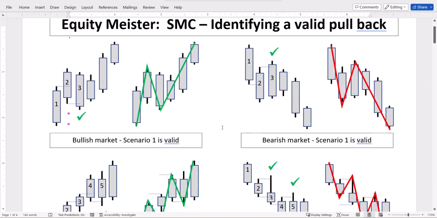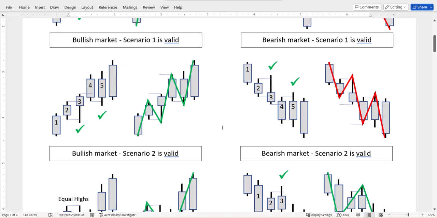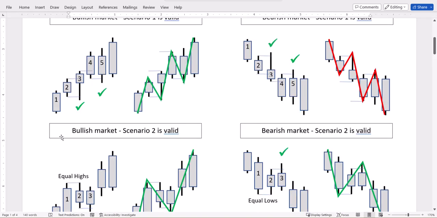Okay, going on to the next. Scenario 2. Scenario 2, here we end up with 2 valid pullbacks in the setup. So again, we're in a bullish market. We come up, 2 closes above 1, 3 closes above 2. Okay, so now 3 closes above 2, but it also at the same time goes below 2. So now we've definitely had a close above, and we've had a wick below. I apologize if I said close below, but it is wicked below.